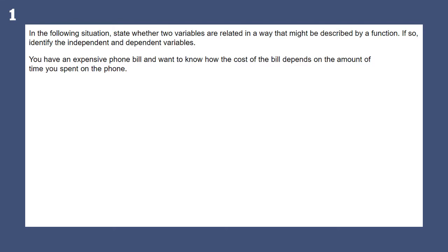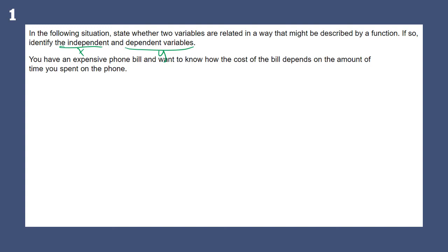First up, in the following situation, we want to state whether two variables are related in any way, in a way that might be described as a function, and if so, which one is the independent and which one is the dependent variable. Reminder that the independent variable is usually our x, and the dependent variable is y, if we're using x and y. So let's look at a situation here.